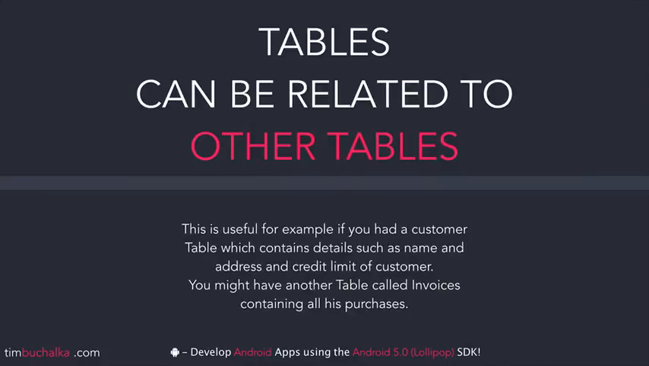Now, tables can be related to other tables. This is useful, for example, if you had a customer table which contained standard customer details, such as their name, address, credit limit. You might have another table called invoices containing all that customer's purchases. So you could see how you perhaps wouldn't want to lump them all into the same table. You might want to separate them out. So there is a mechanism to relate those two tables and the individual records in each to each other.